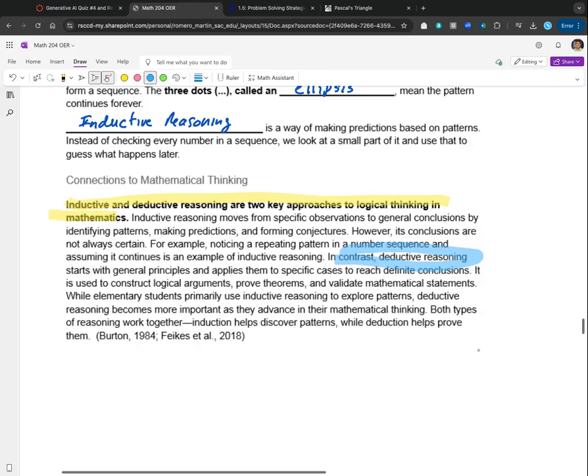In elementary school, though, we primarily use inductive reasoning to explore patterns. And then we use deductive reasoning as we advance to more forms of mathematical thinking as we get closer to algebra, because we'll use proofs in algebra to show something is true, right? But both kinds of reasoning do work together.